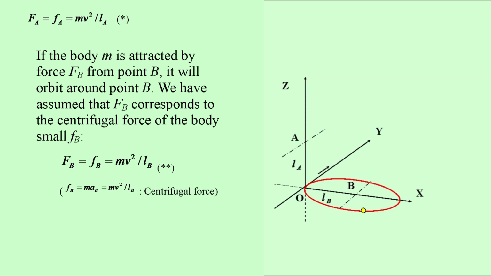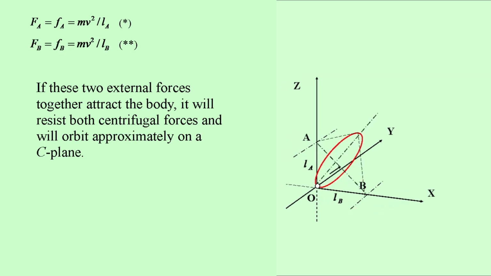If the body m is attracted by force Fb from point B, it will orbit around point B. We have assumed that Fb corresponds to the centrifugal force of the body, small fb. If these two external forces together attract the body, it will resist both centrifugal forces and will orbit approximately on a C-plane.